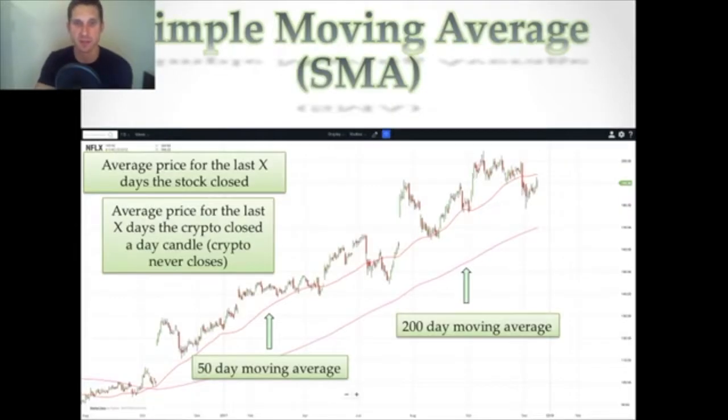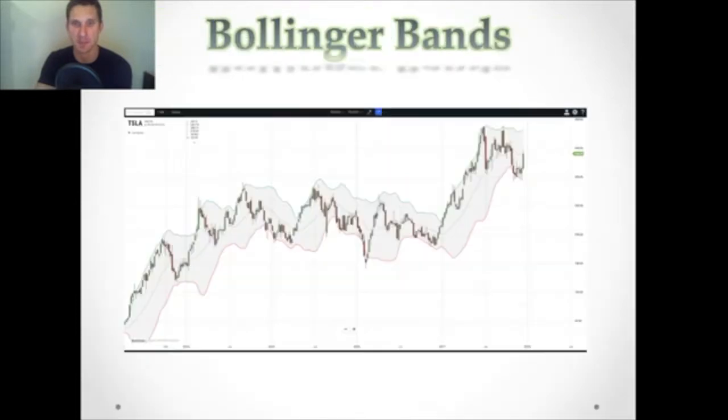Moving averages. You can see moving averages here, correct? It's very difficult to see, but now we're looking at Tesla. Man, I love this company.